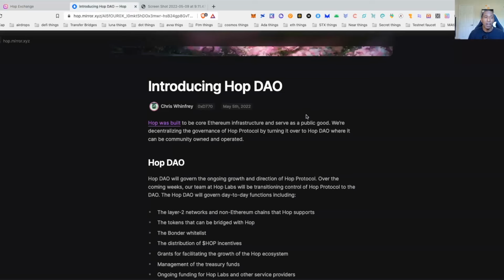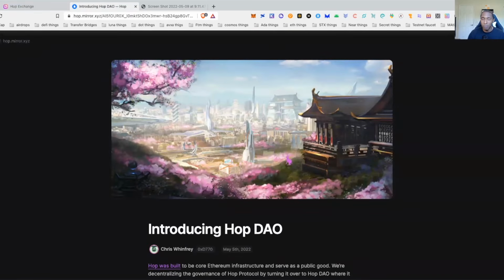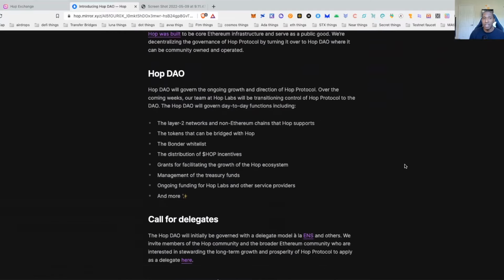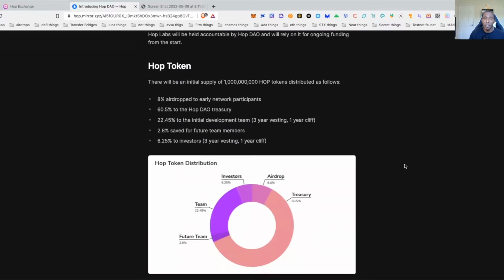There is a mirror, so remember, Mirror is like a version of Medium. It's like their blog that they have. So the Hop mirror exists, and I will post the website for you under the video.